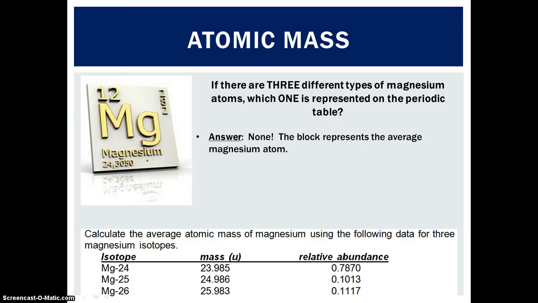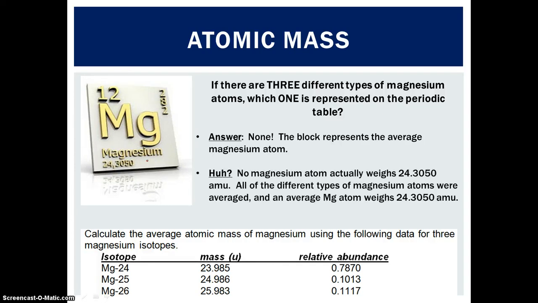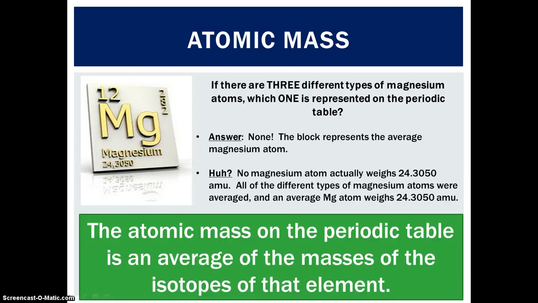Yeah, none of them. No single isotope is represented on the periodic table. That means no magnesium atom actually weighs the number represented on the periodic table. All of the different types of magnesiums were averaged. So how do you find that atomic mass? The atomic mass on the periodic table is an average of the masses of the isotopes of that element.